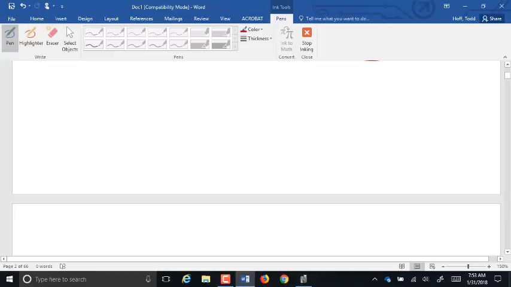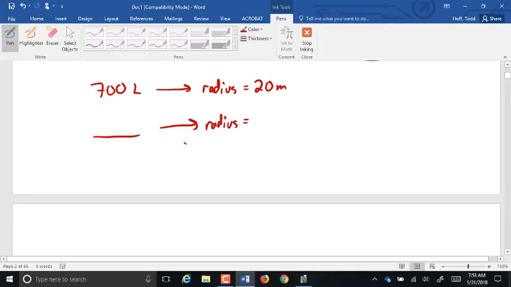So, number 11. We're painting a spherical tank. It takes 700 liters of paint to paint a tank with a radius of 20 meters. How much paint would it take to paint a tank with a radius of 35 meters?